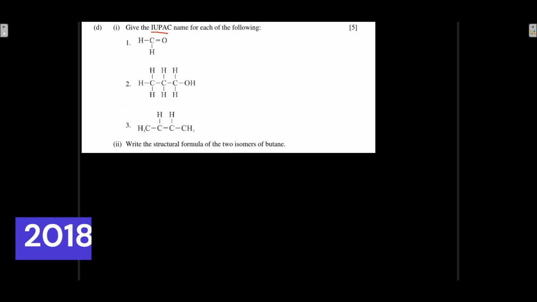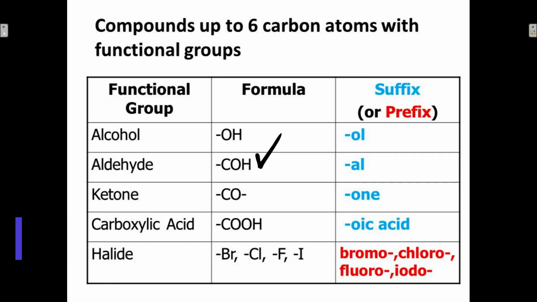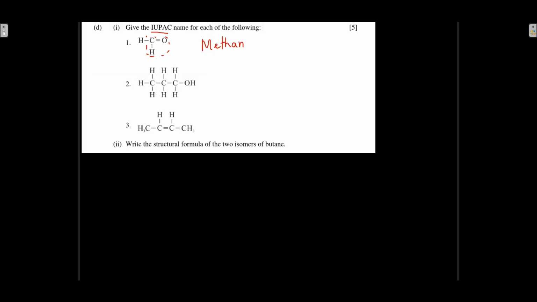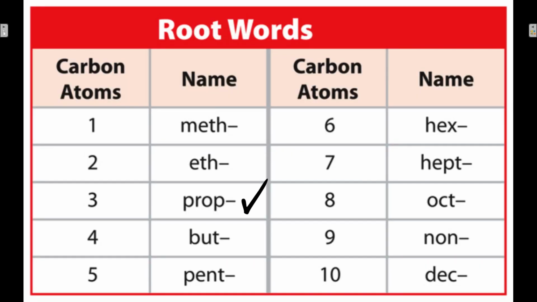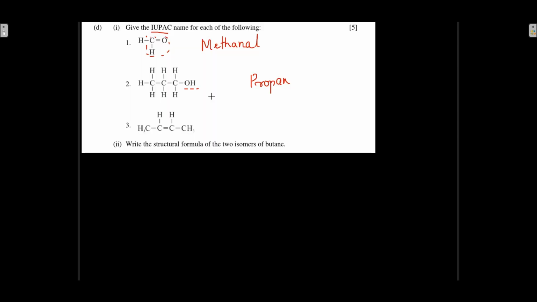Again, give the IUPAC name for the following. Again, you can see what this group is: aldehyde. There is only 1 carbon, so it is methanal. Second one, here you have to identify the functional group, OH, and there are no other substituents. Number of carbons 3. 3 means prop, carbon single bond, and there is alcohol, so propane 1-ol. You can also write it 1-propanol.